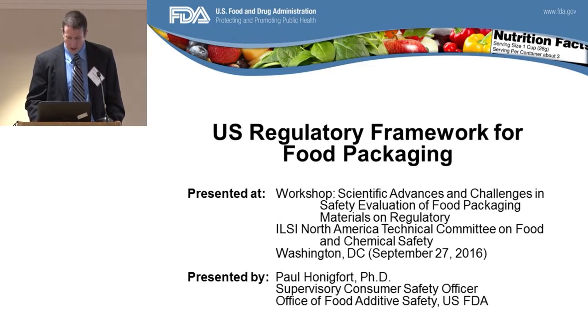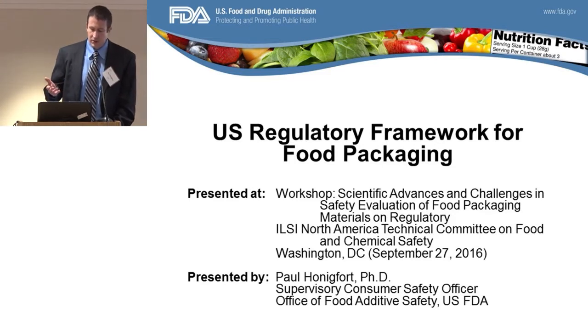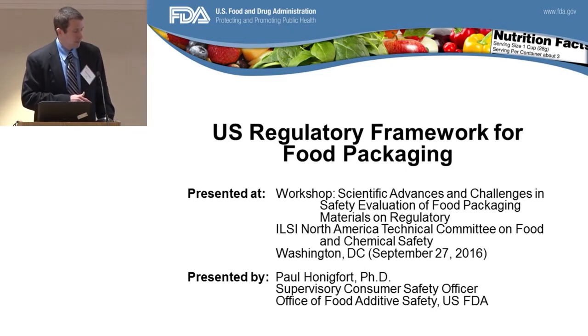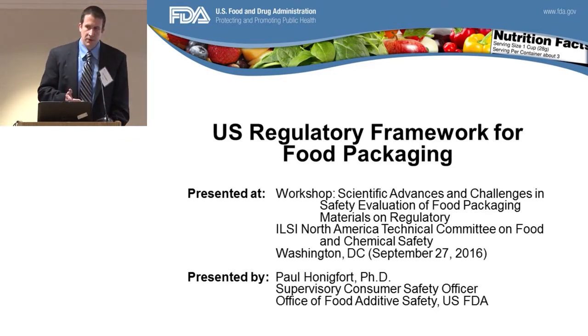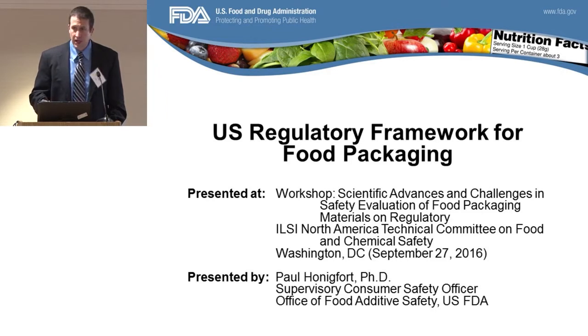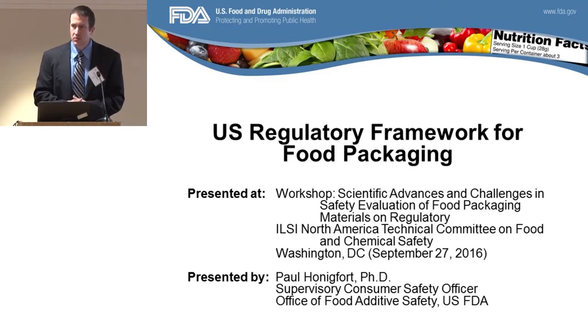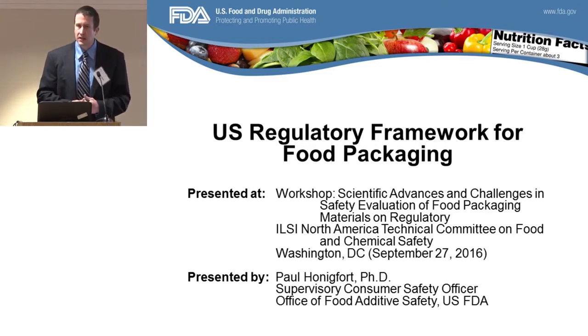So the title of my presentation is U.S. Regulatory Framework for Food Packaging. A lot of the previous presentations that you've heard today dealt with the type of data that you would generate in order to submit data to a regulatory agency such as FDA. Well, the purpose of my talk is, as many of you are probably aware, there's several different regulatory mechanisms by which FDA would provide a regulatory approval for the use of a food contact material such as packaging. How do you choose which of these regulatory mechanisms to use to submit that data to FDA, and then what would be the result of those various mechanisms?